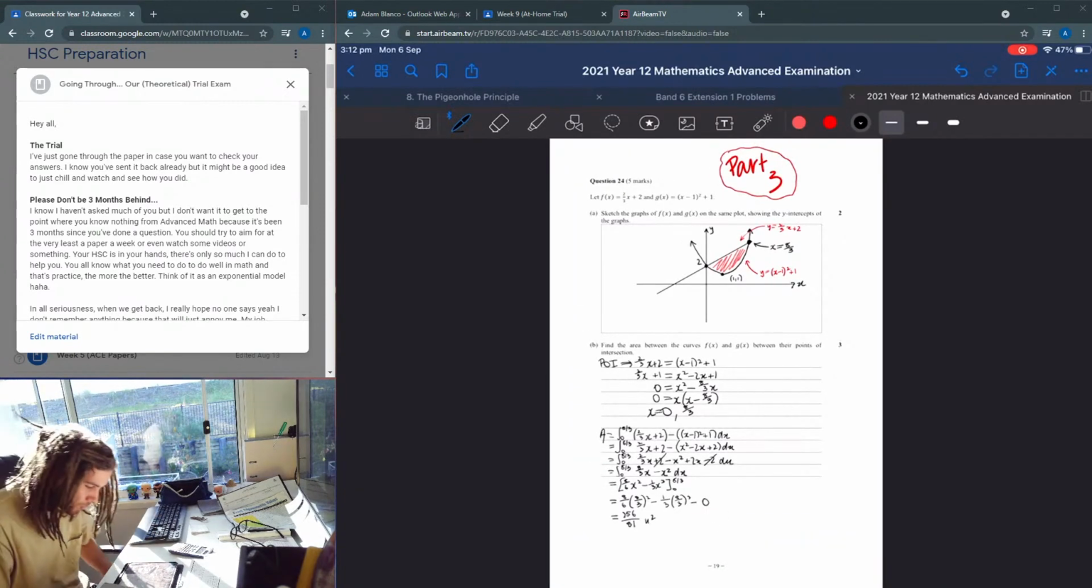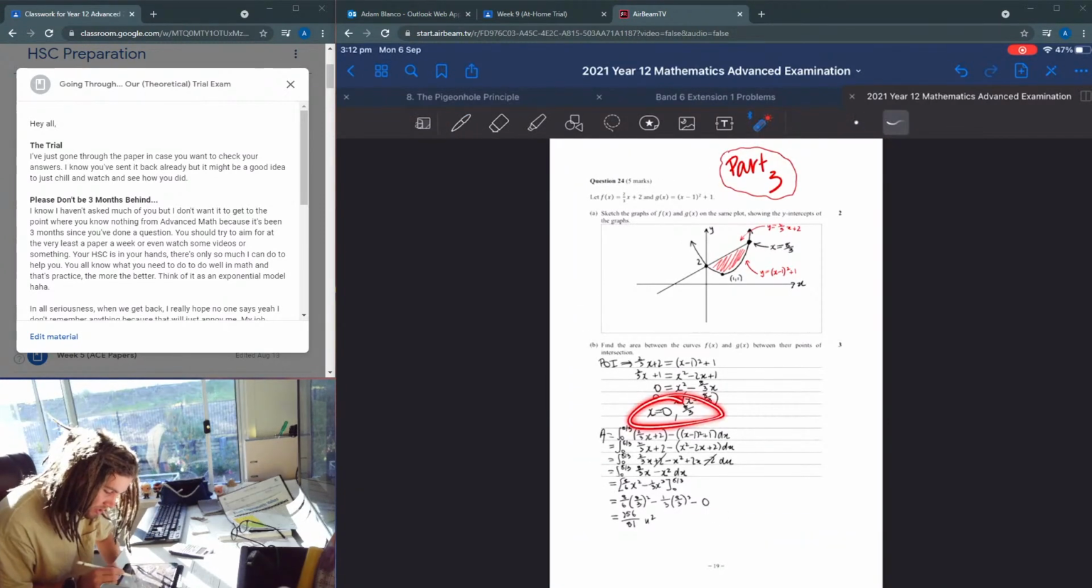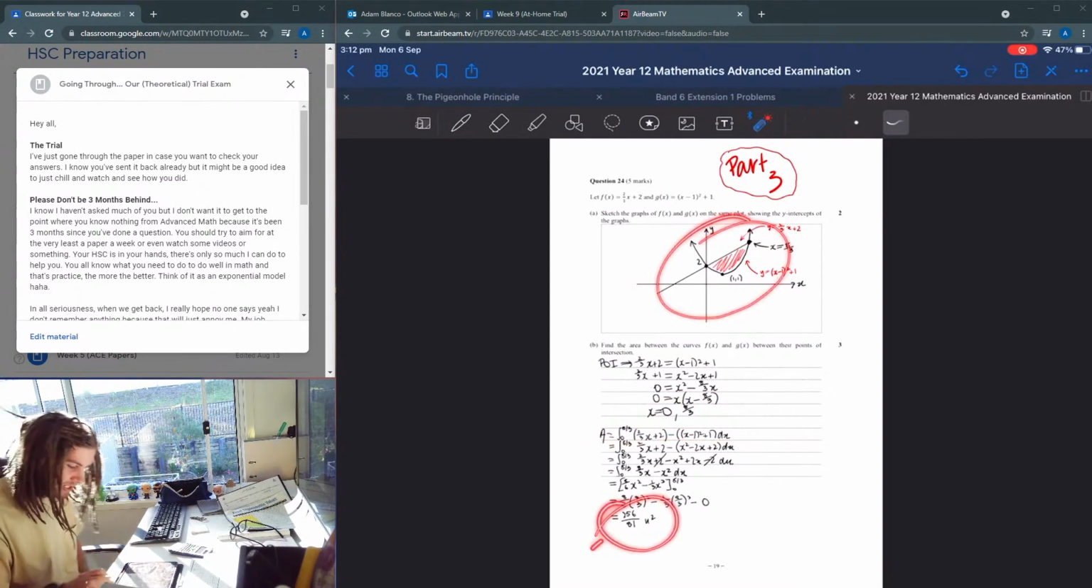3 marks. I'd say your first mark would go to this, your second mark would go to setting this up correctly based on your picture, and the third one would probably be for the solution.